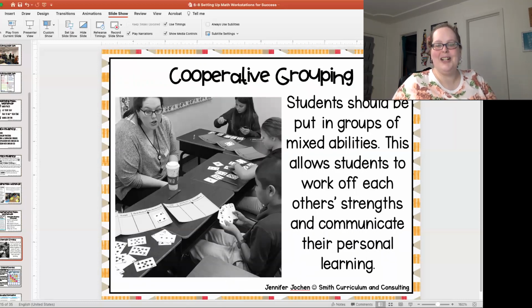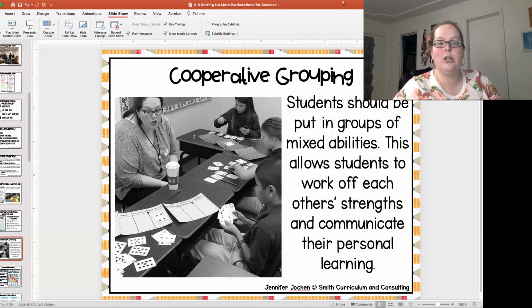Cooperative grouping. This is something that I talk about, and I am passionate about this. When you are putting students in groups for Math Workshop, you should put students in groups of mixed abilities. You don't want students in groups of the same ability because then the communication aspect is not as deep. When we put students together of mixed ability, low, medium, high, it allows students to work off each other's strengths and communicate their personal learning. Think about how much you have learned from a peer simply because you didn't understand it the same way they did, or it didn't come through the same way.